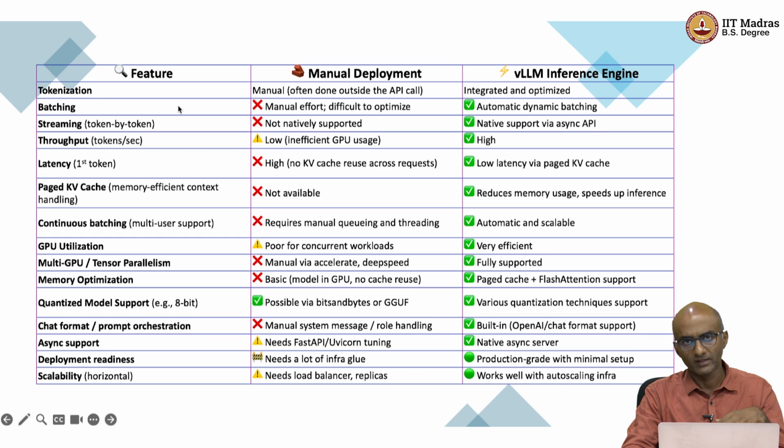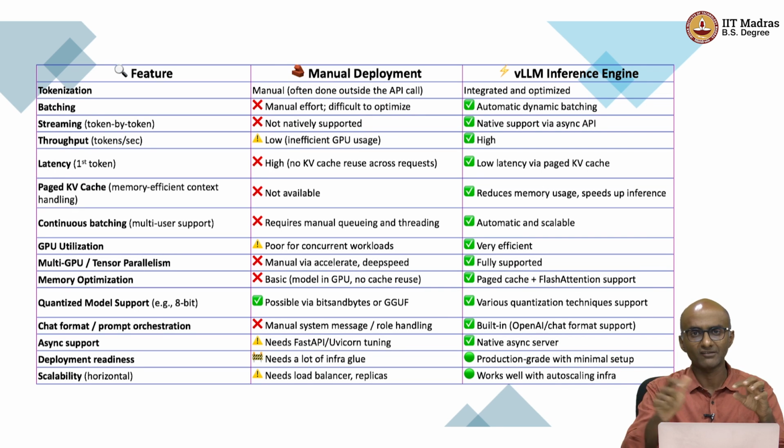Batching is a manual effort, whereas automatic dynamic batching is there in vLLM. Likewise, streaming, which is the number of tokens per second that you go through, or token by token that you go through, is not supported natively in a manual deployment. You'll have to actually go through that engineering by yourself. Whereas async API is a native feature of vLLM, which means it supports streaming. The way streaming affects, for instance, when you interact with ChatGPT, is that you'll see its response comes word by word as though somebody is typing it. That's an example of streaming.